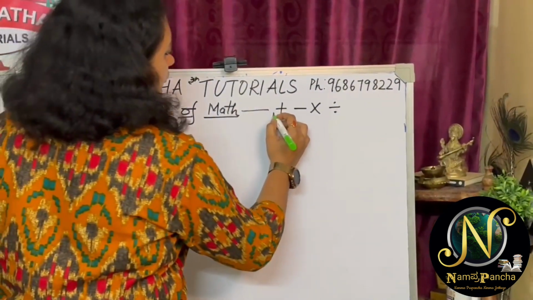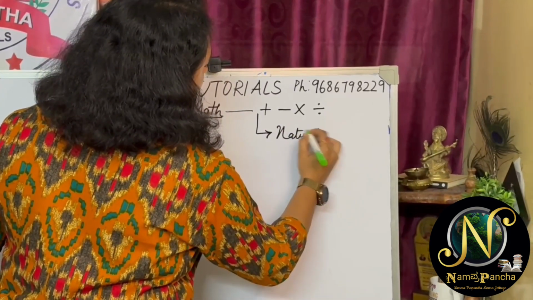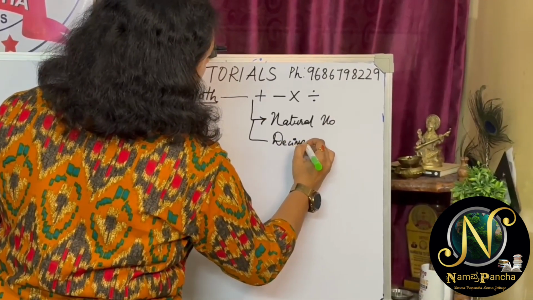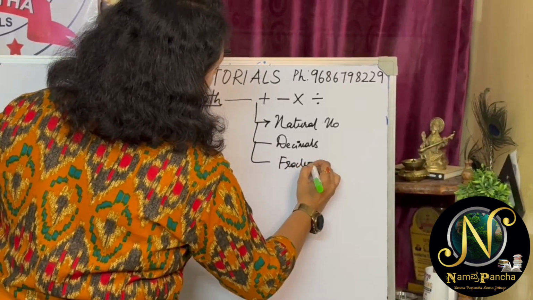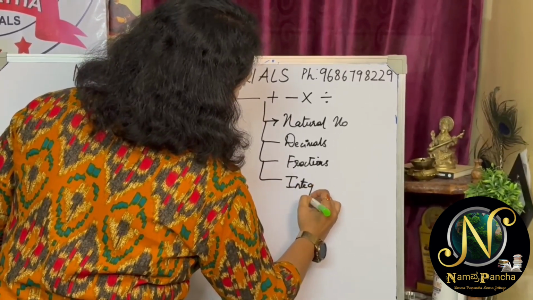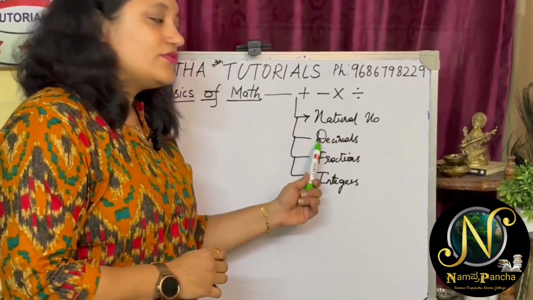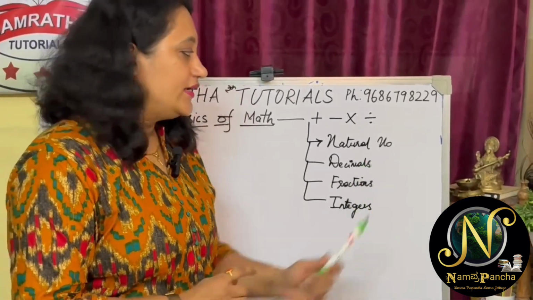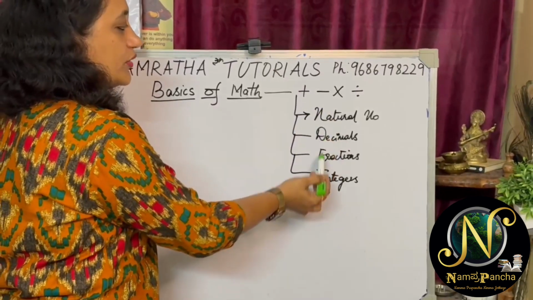So we can perform all these four operations on natural numbers, decimals, fractions, and integers. Natural numbers means all the positive numbers, decimals include point numbers, fractions, and integers include positive and negative numbers. Let's go on discussing each arithmetic operation on all these four types of numbers.